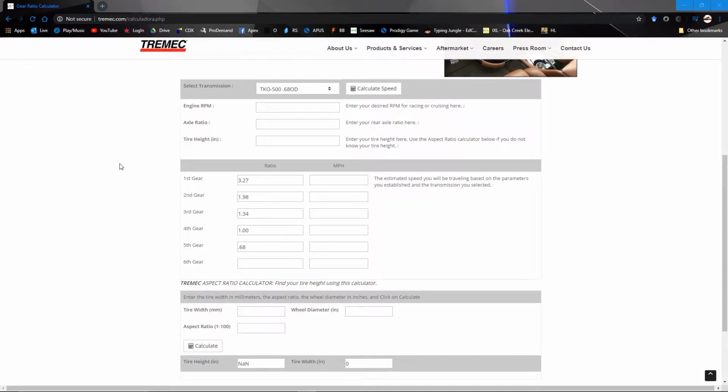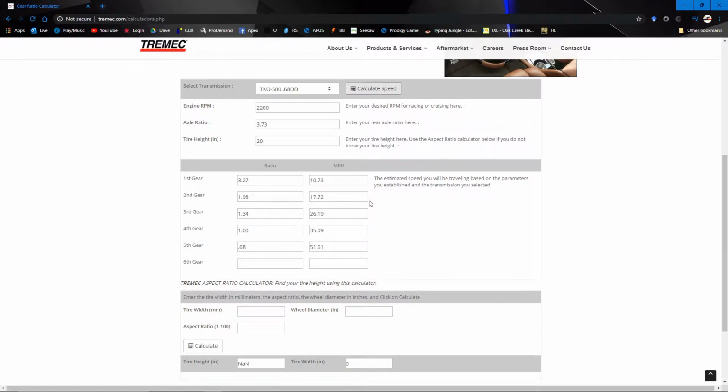So I found this guy. I think this is cool. Provided by Tremec. They make a lot of transmissions for American vehicles. So let's plug this in real quick and check it out. So let's pretend we're cruising at 2200 RPM. Final drive, we'll do that 3.73 to 1 again. Tire height, we'll stick with 20. And it's already got what the gear ratios are in this 5-speed transmission. So let's hit calculate speed.